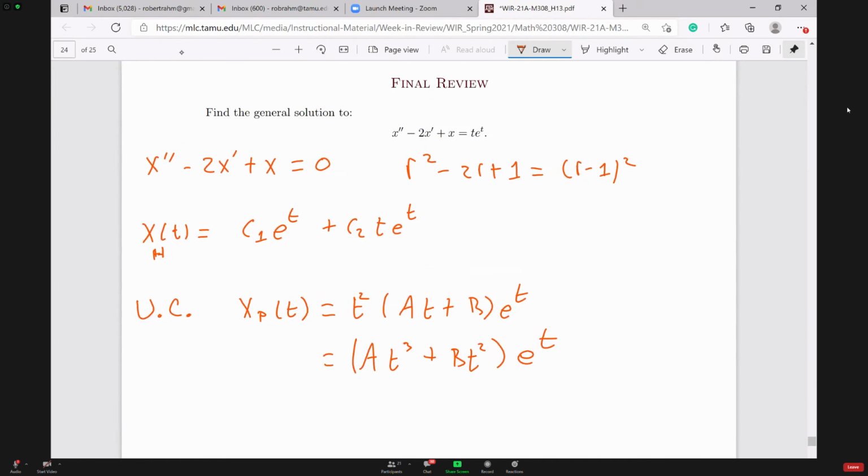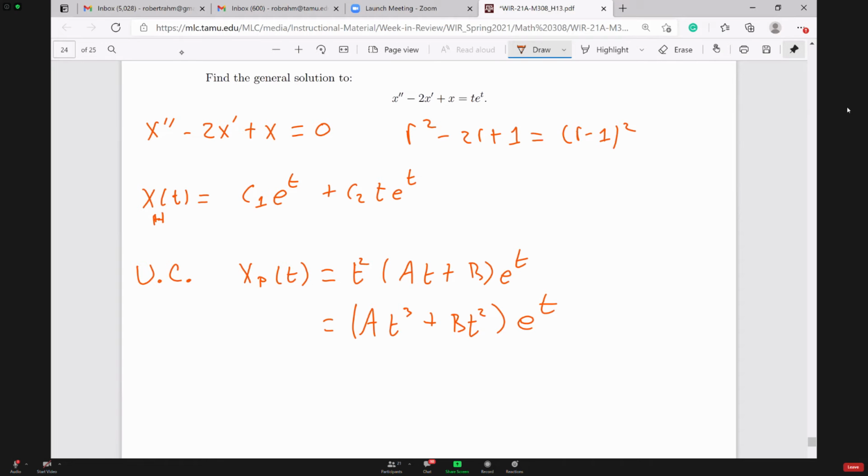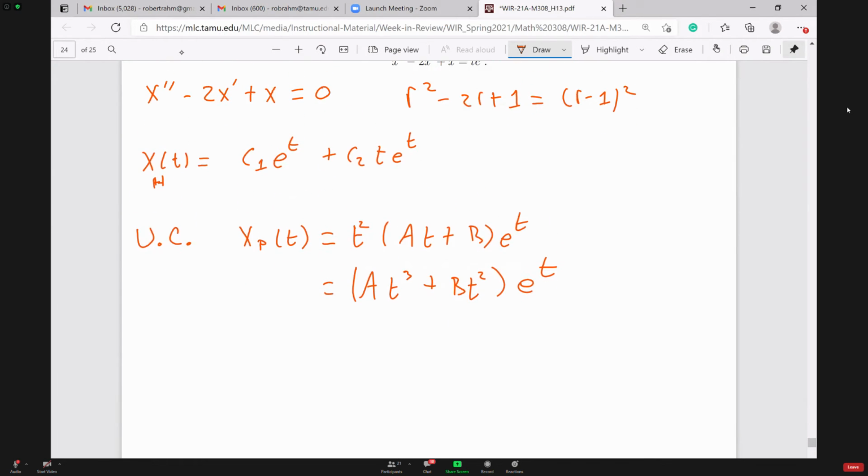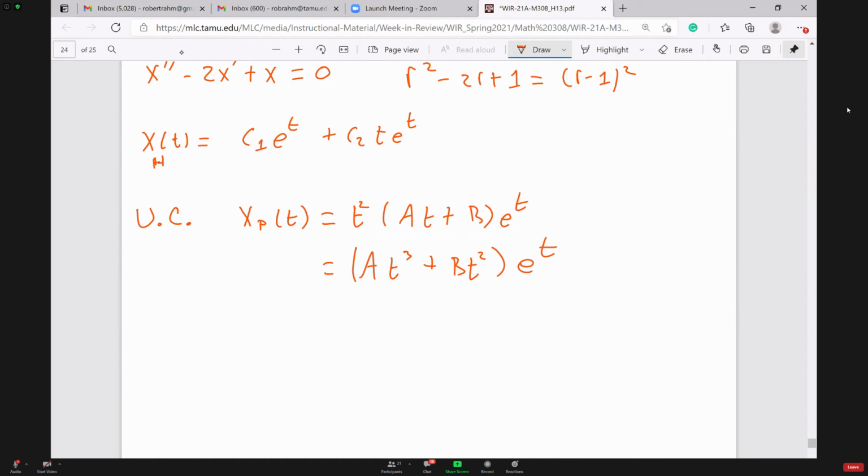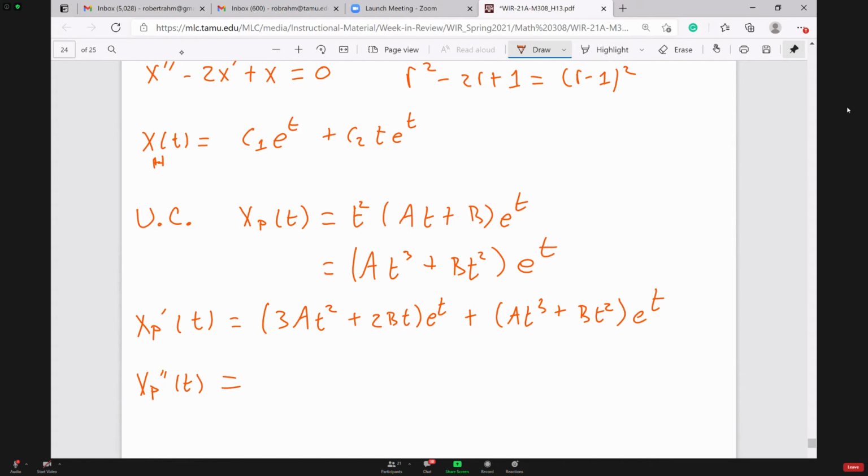All right, so now what we're going to do is take the derivative of xp, take the second derivative and plug it into the equation and do this equating coefficient thing again. So xp prime of t is equal, so I'm going to do the product rule. This is (3a t squared plus 2b t) e to the t plus (a t cubed plus b t squared) e to the t. And now I need to take the second derivative, xp double prime of t.